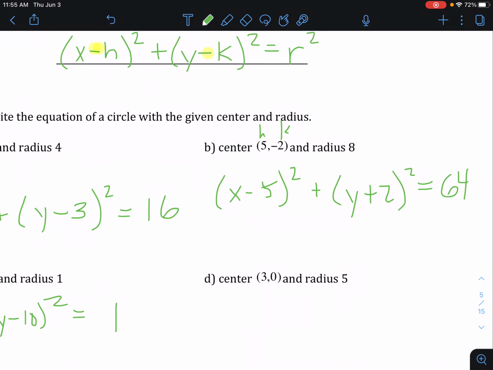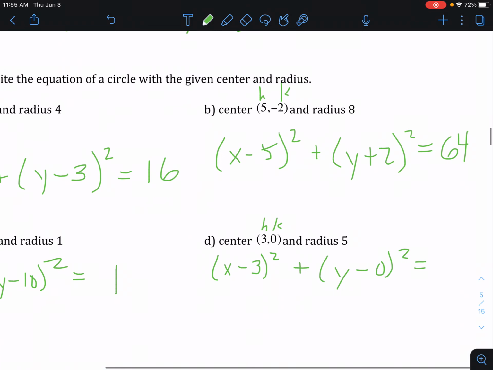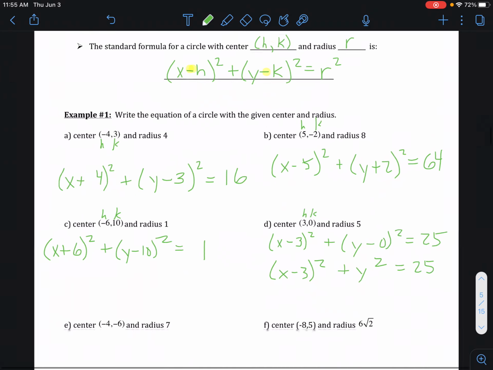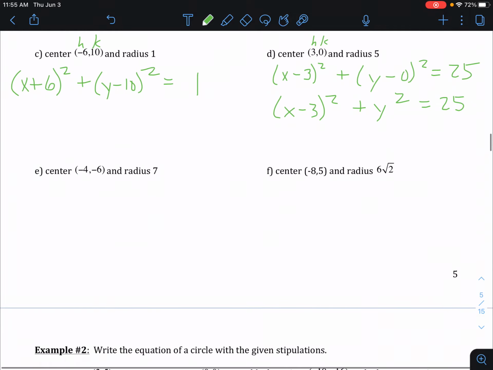Okay, center 3, 0, so the 3 is h, the 0 is k. So we would have x minus h squared, and then plus. Now, the k here is 0. So on the next line, we're actually going to clean that up. You wouldn't leave it like that. You would just put plus y squared. Okay, so don't leave the 0 in parentheses. And then the radius is 5, so therefore in the formula it must be 5 squared, which is 25. Okay, let's try another one.